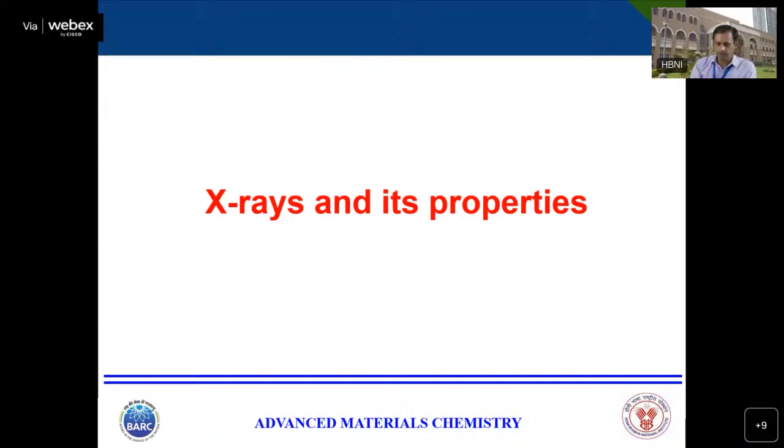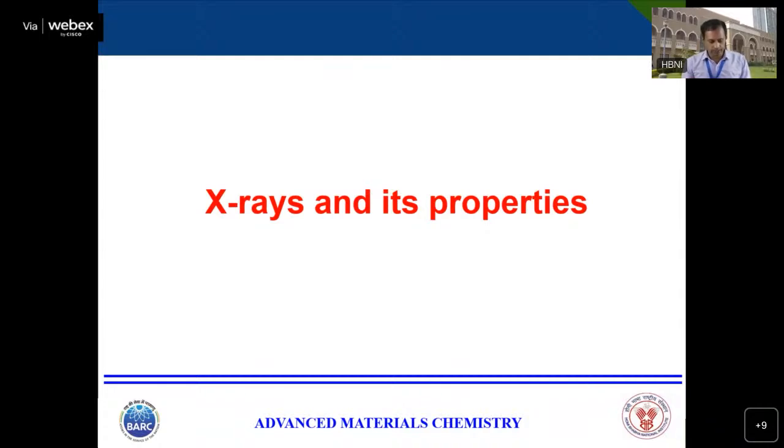So far what I have discussed is how X-rays, neutrons and electrons interact with matter. We have seen that for X-ray photons and electrons, mainly X-ray interaction, nuclear interaction, or some electron interaction occurs in this process. And based on those interactions, we will discuss different characterization techniques. So first we will come to the X-ray and its properties.